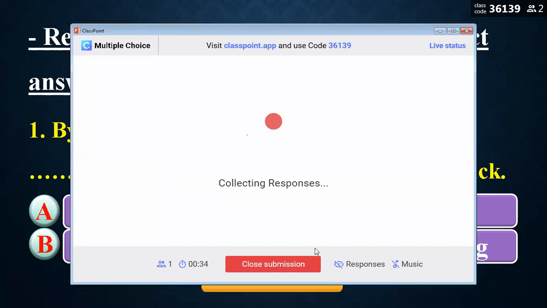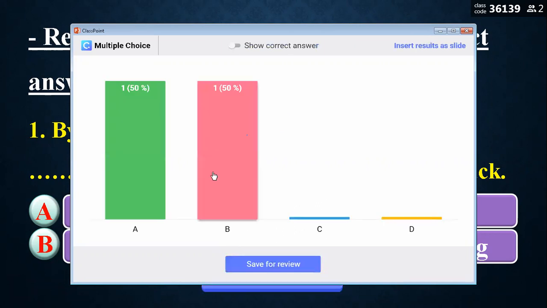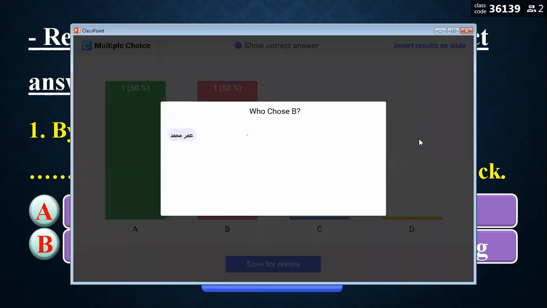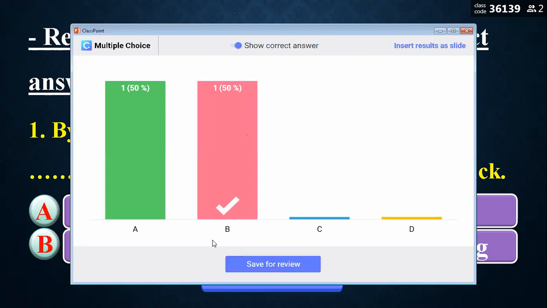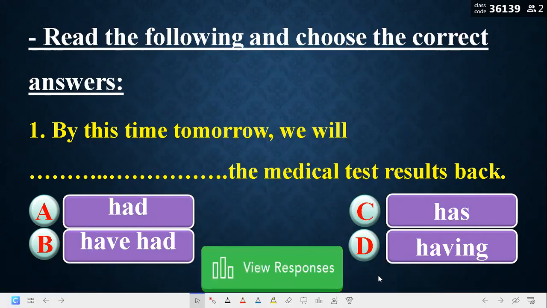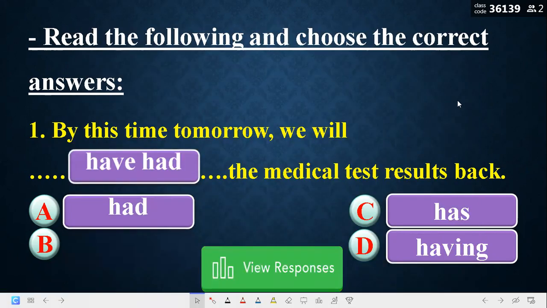طيب نقفل كده السؤال الاول ونشوف الناس جاوبت ولا لا. اكسلنت، انا شايف واحد مجاوب A وواحد مجاوب B. الاجابه الصحيحه هي B. ممتاز، اللي هو جاوبها عمر. ممتاز يا عمر. اكسلنت. طيب now let's go to another question. Let's go to question number 2.